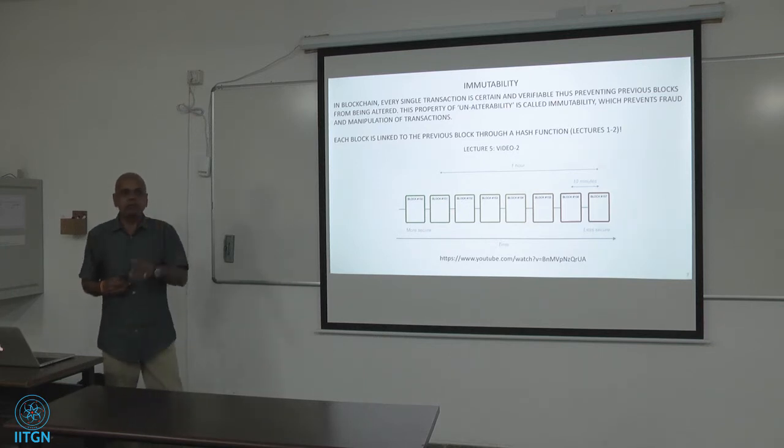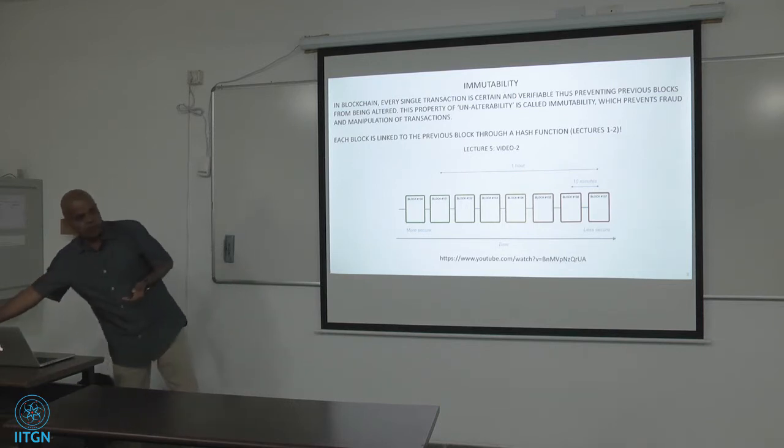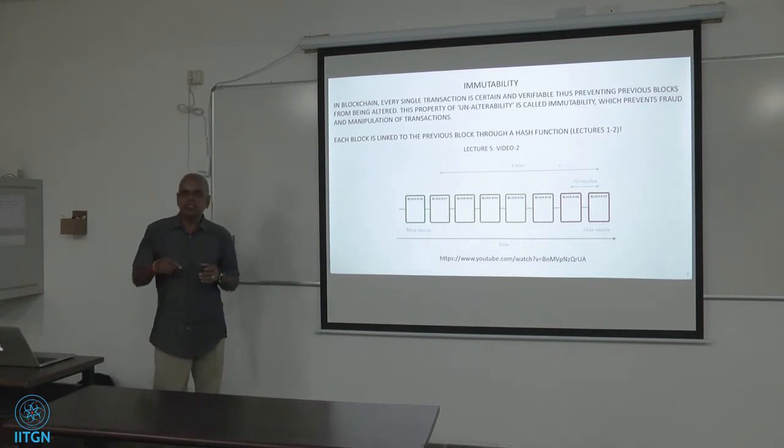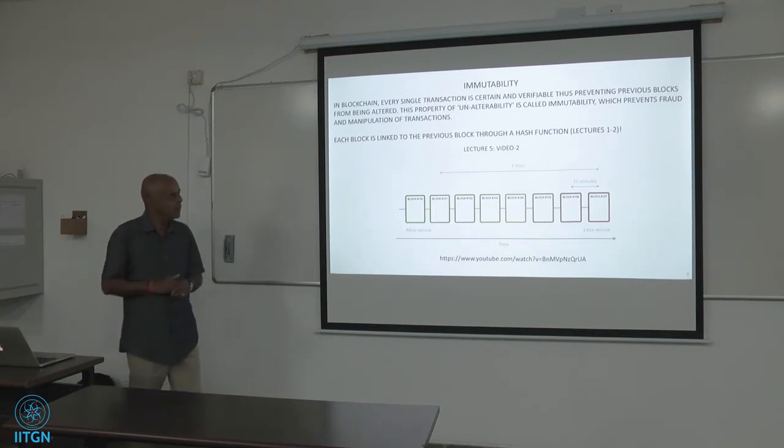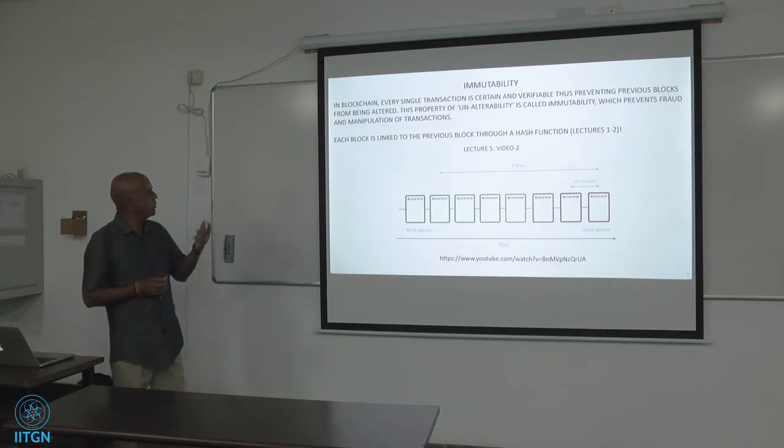So the second feature was immutability. And we've heard about that many times before. That's a key feature, so it keeps coming back again and again, basically. In blockchain, every single transaction is certain and verifiable. Two important things: it is certain and can also be audited. It can be verified by a third party. So it's not enough to be certain. You need to close the loop so that someone can verify, someone can audit it, and stamp it and verify. And thus preventing previous blocks from being altered.